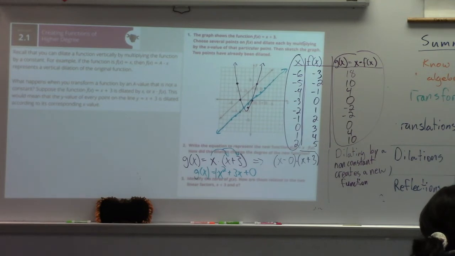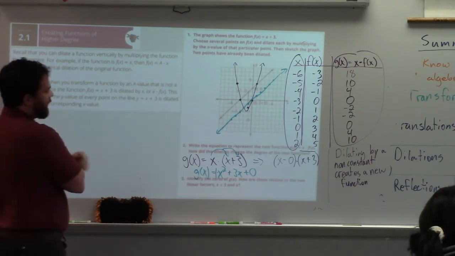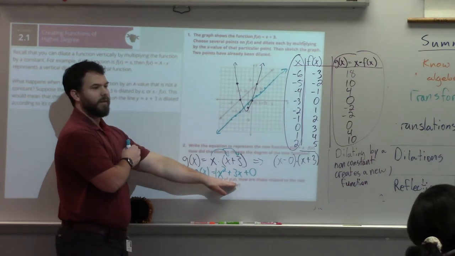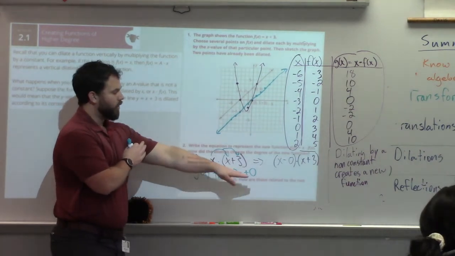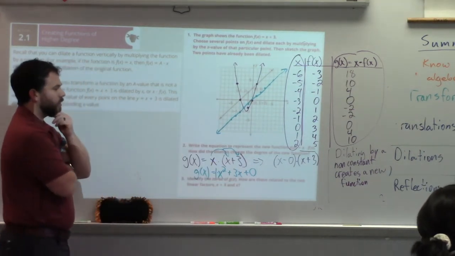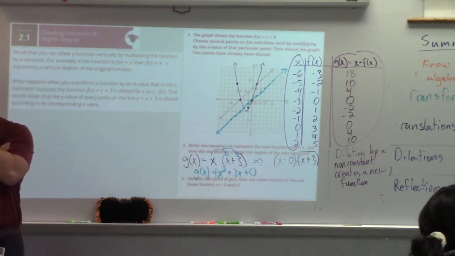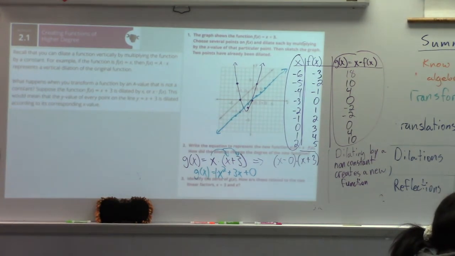Notice number 3 says, identify the zeros of g of x. How are those related to the two linear factors? Talk with your small group. I want y'all to figure out within your small group what the zeros are for that parabola, and then we're going to come back together in about 2 minutes. How many zeros is that? Well, it's 2.